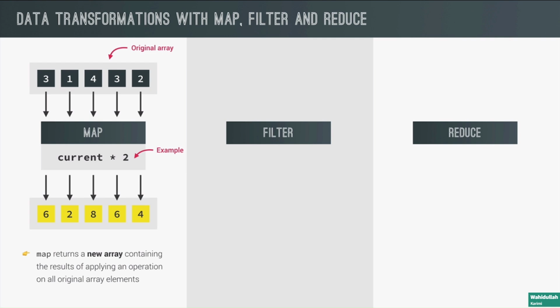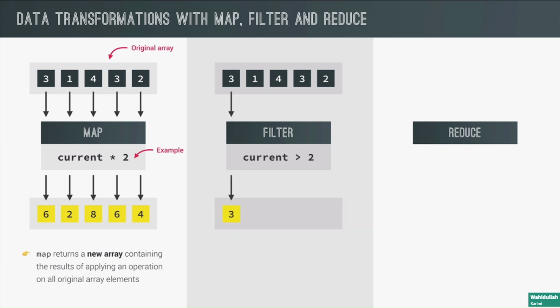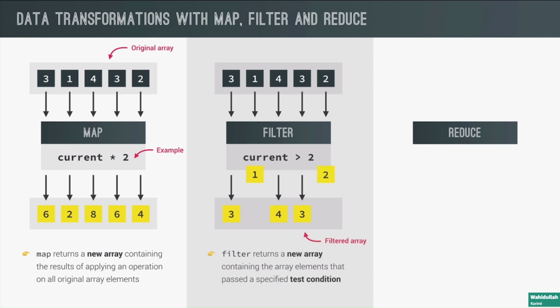Anyway, next up we have the filter method, which, as the name says, is used to filter for elements in the original array which satisfy a certain condition. So in this example, we're only looking for elements greater than 2. So only elements that pass the test that we specified will make it into a new filtered array. Or in other words, elements for which the condition is true will be included in a new array that the filter method returns. All other elements will get filtered out, so they will not be included in the new array.